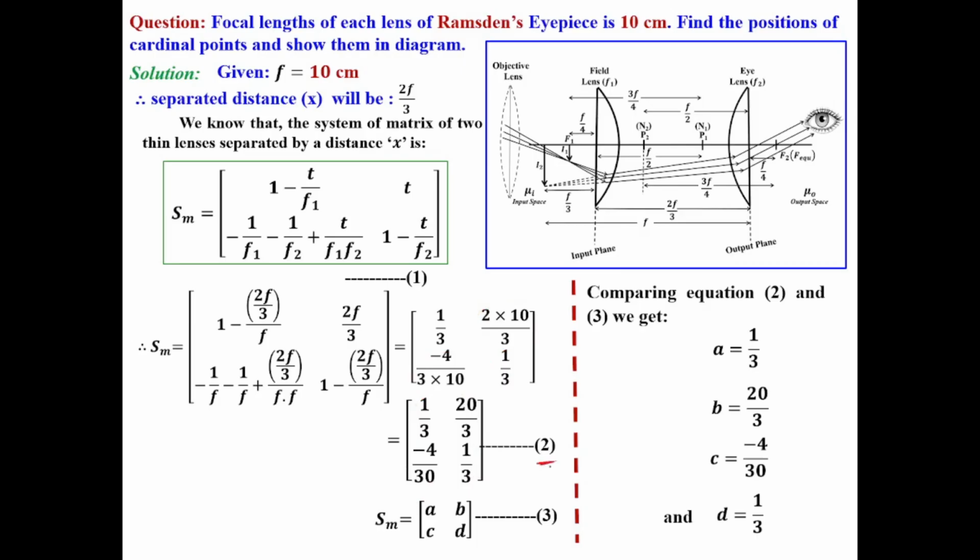Let this be equation number 2. Now consider the general system matrix of any optical system, that is A, B, C, D. Comparing equation numbers 2 and 3, we can find the A, B, C, D values: 1/3, 20/3, minus 40/3, and D is 1/3. Okay. Here this is T. Okay, I'll correct it after that.